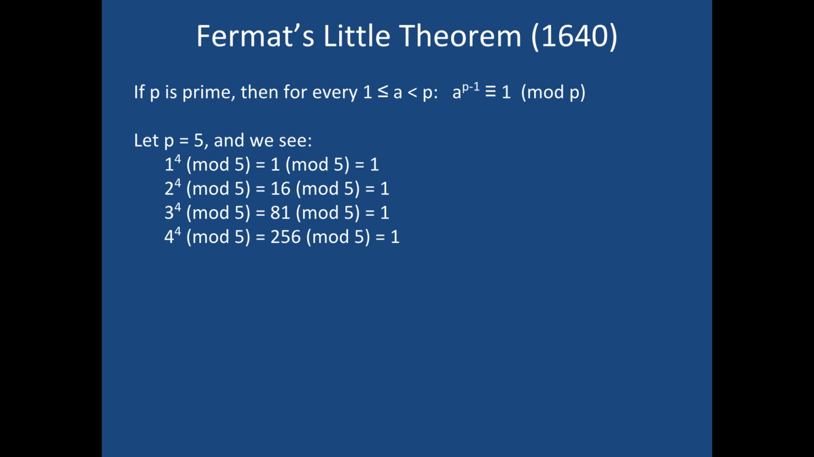So your prime number has 1,000 digits. Then every single number between 1 and that number, you raise it to the p minus 1 power, mod p, you're going to get 1. Pretty cool.